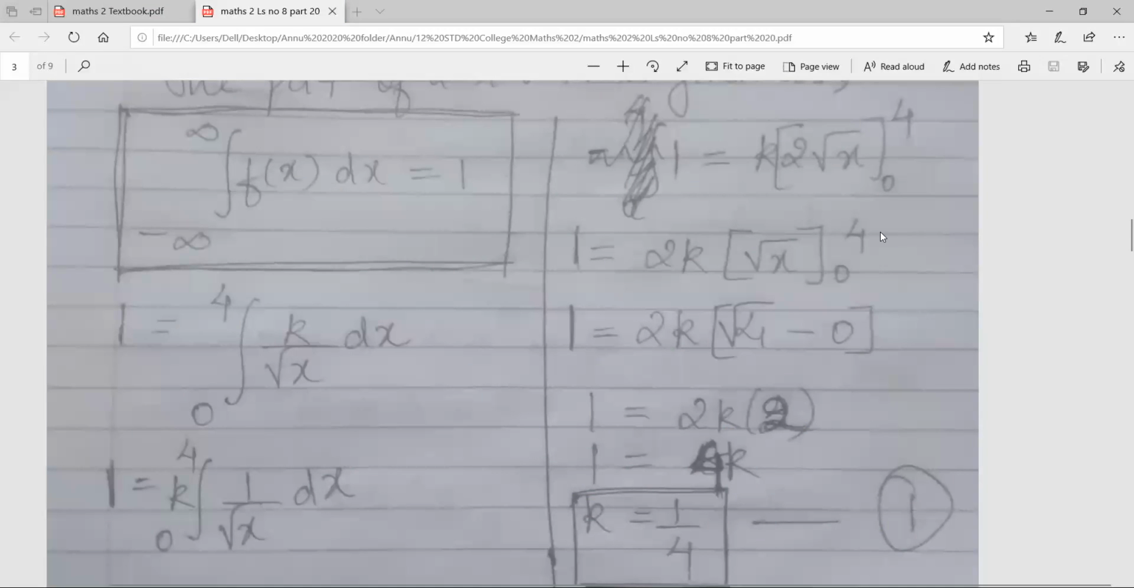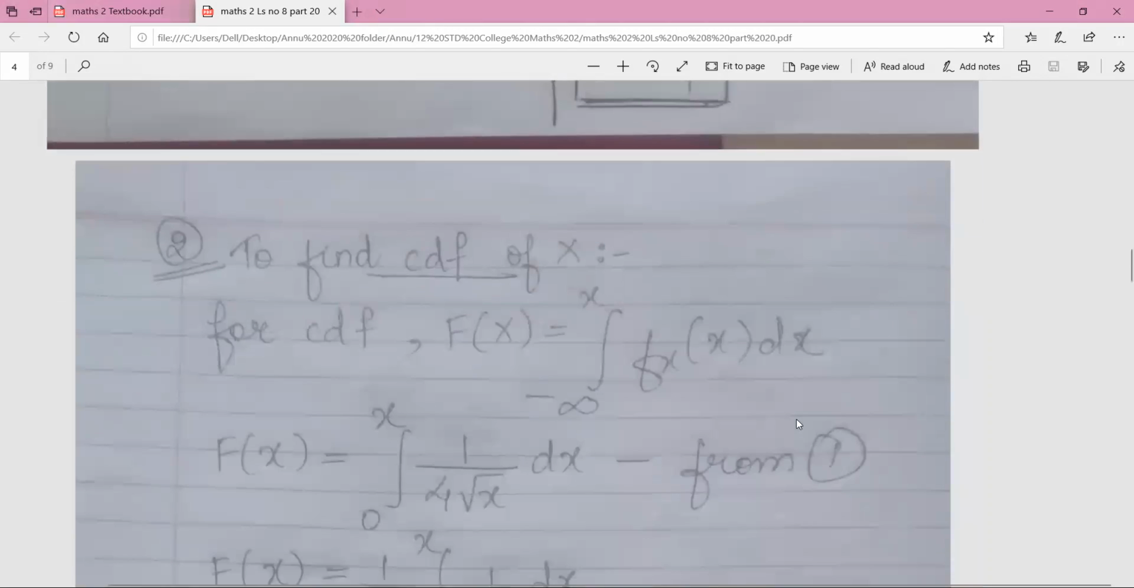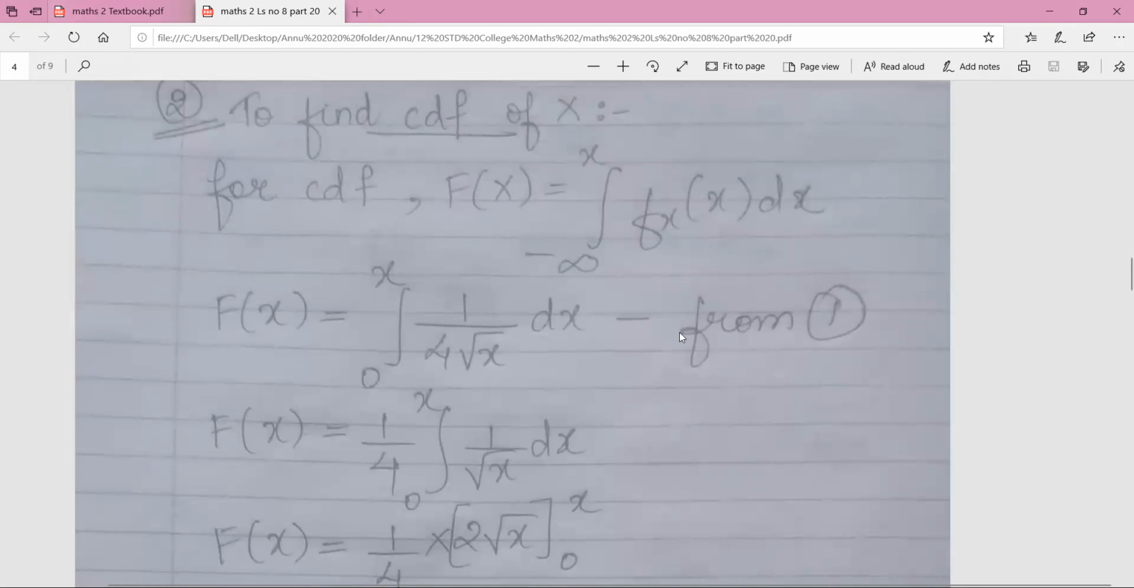So I'm done with step number 1, that is finding out the value of k. The next thing they are asking me is to find out the CDF of x. Now in order to find the CDF of x, class, what was the formula which we studied last time? For a CDF, capital F of x is equal to integration from minus infinity to x of f of x with respect to dx. So F of x is equal to integration 0 to x 1 upon 4 root x dx. Now from where did I get 1 upon 4 root x, class? If you remember, the function in the question was f of x is equal to k upon root x.